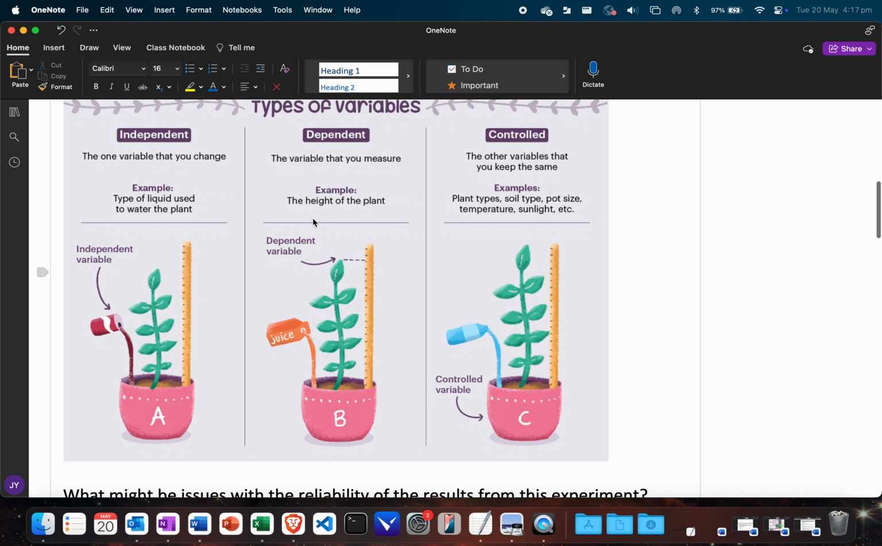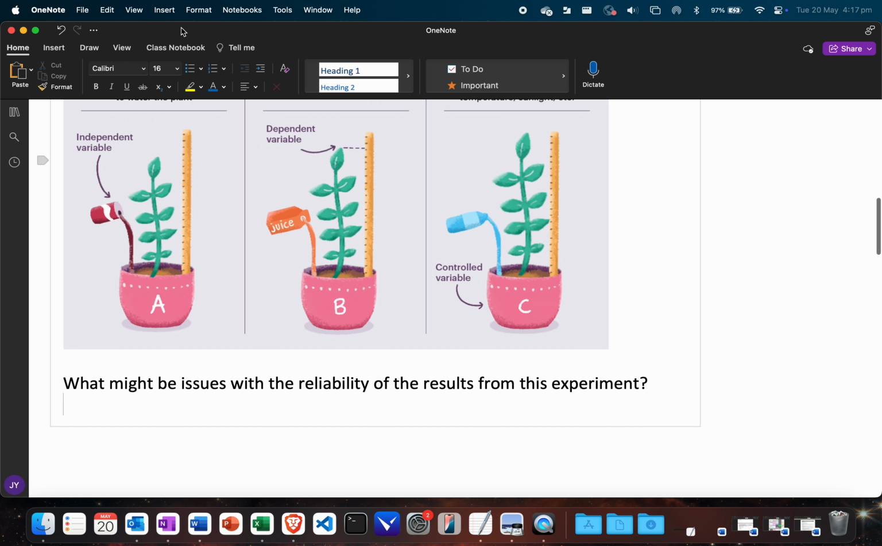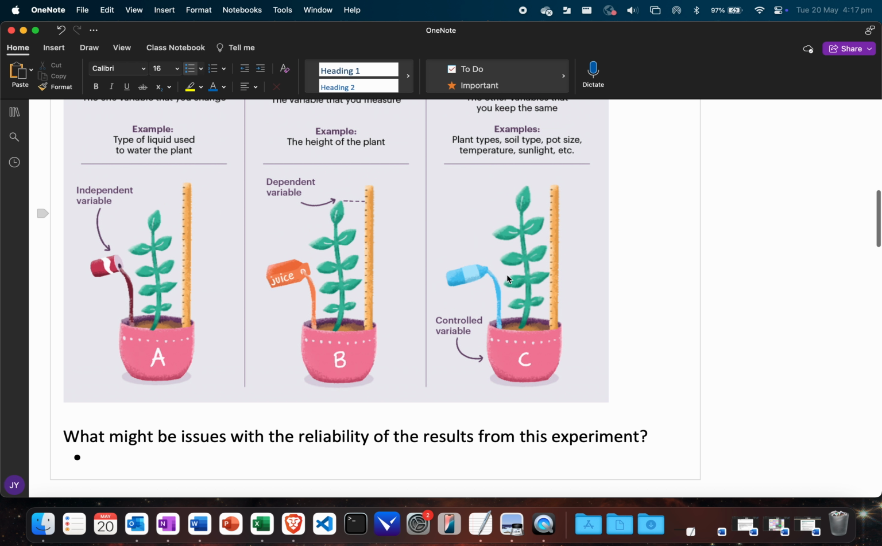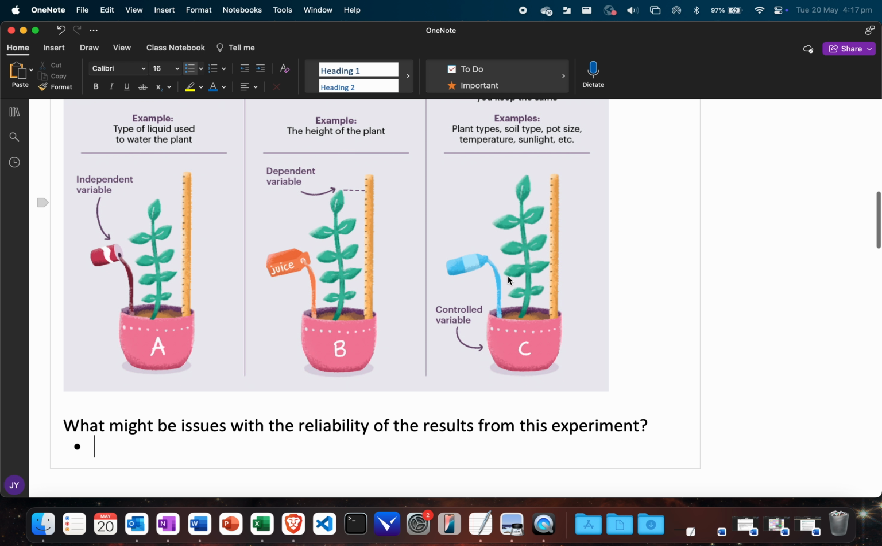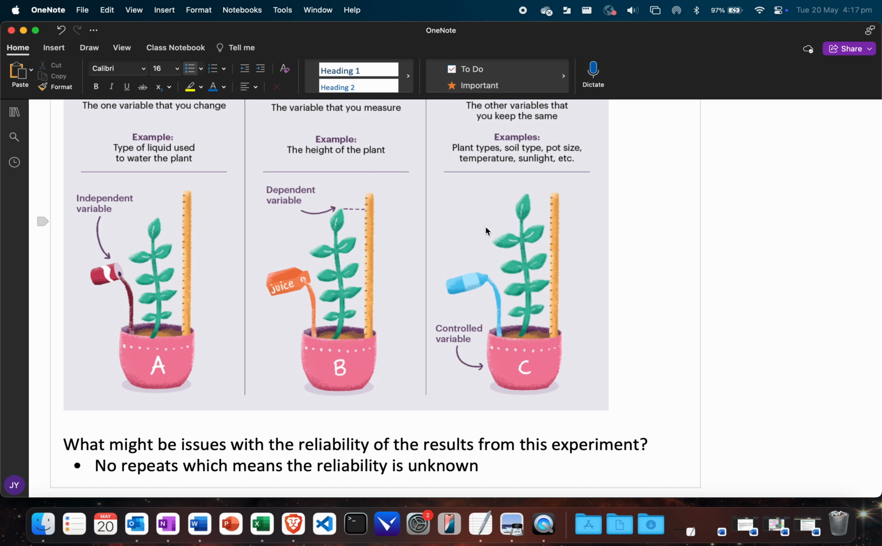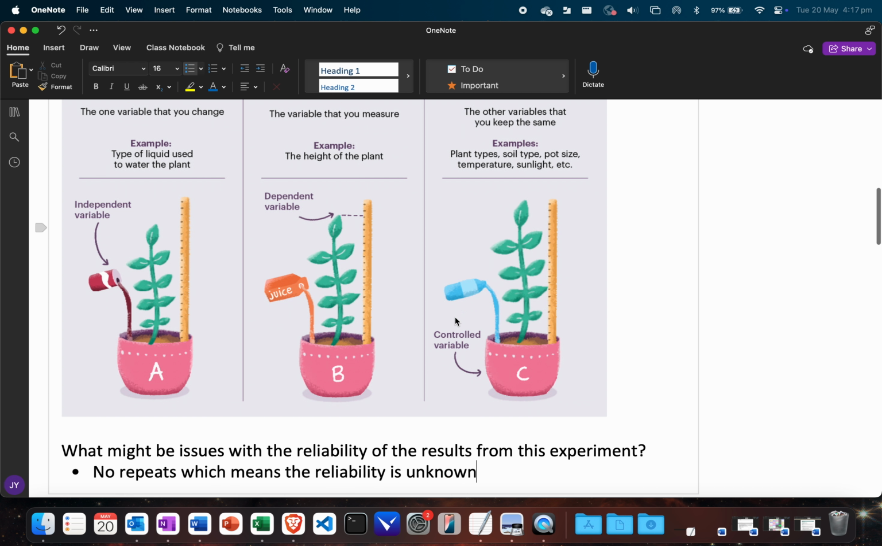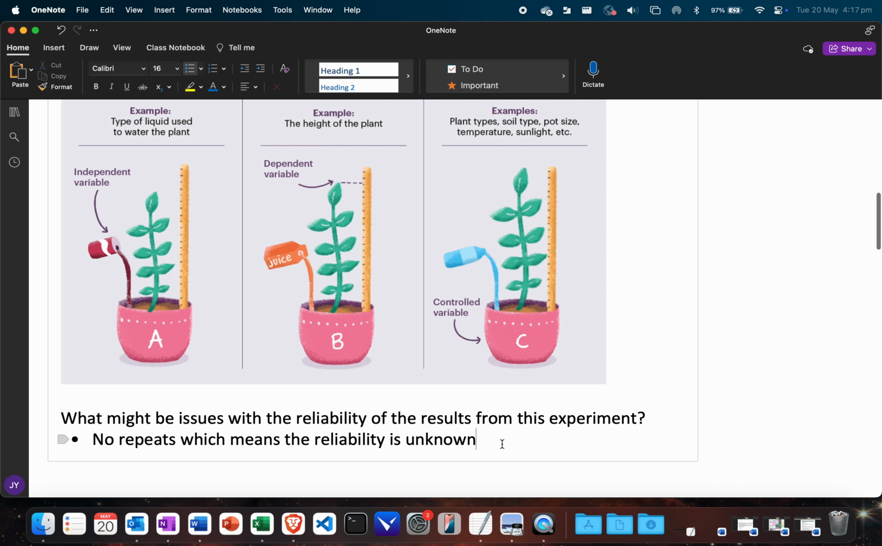So if we have a look at this experiment, what might be some issues with the reliability? Well, having a look at this, I can't see that they've done any repeats. So no repeats, which means the reliability is unknown. I don't know what the reliability is because I haven't repeated it. Are there any other issues with the reliability? Well, that's kind of the main one.